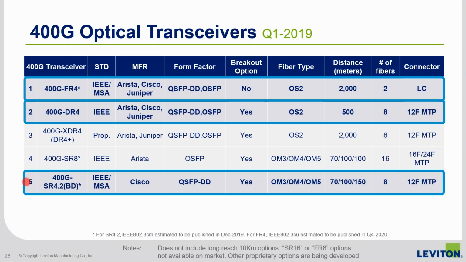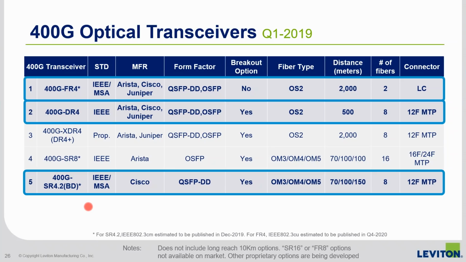This one at the bottom is the SR 4.2 BD, which stands for BiDi. Like we were talking about before with Cisco, the 40 and 100 gig, this is basically the next generation of that, the 400 gig BiDi. And then the other single mode options that we see here, both in a 2-fiber and 8-fiber scenario. So those are really the options. You do see there are some proprietary options as well, but there are other options out there.